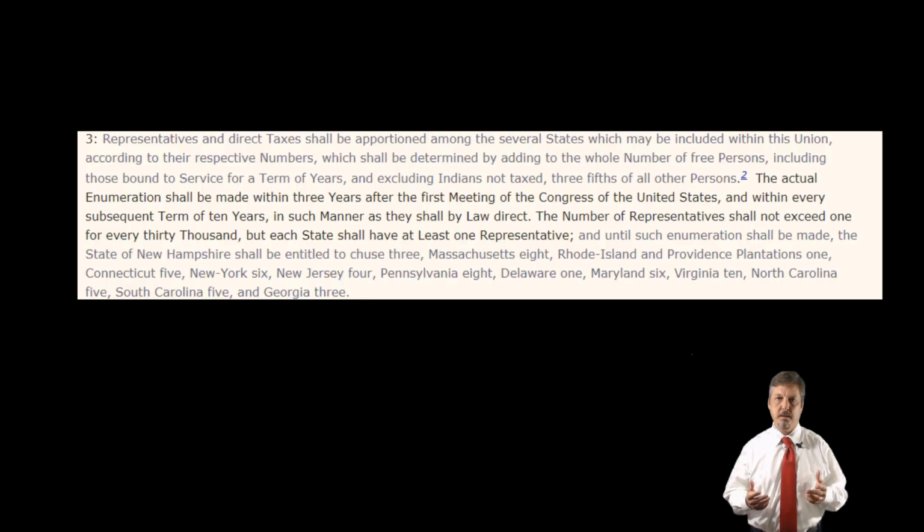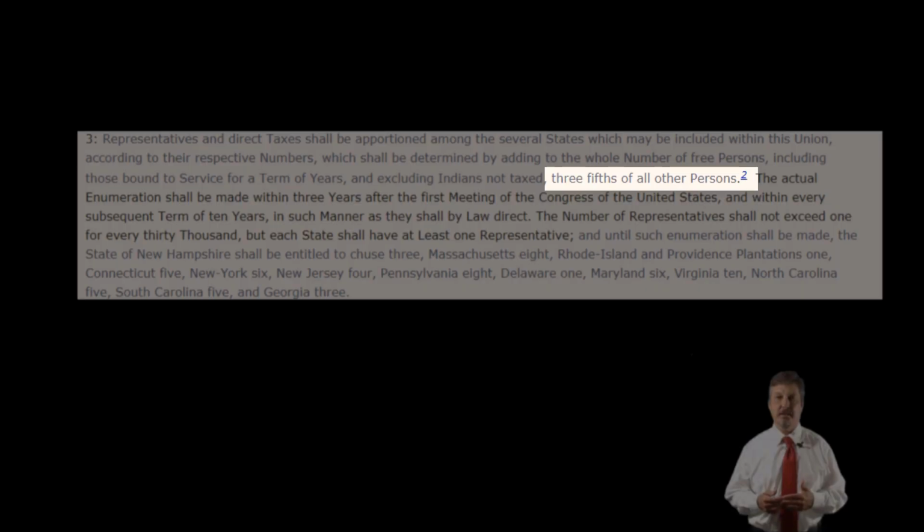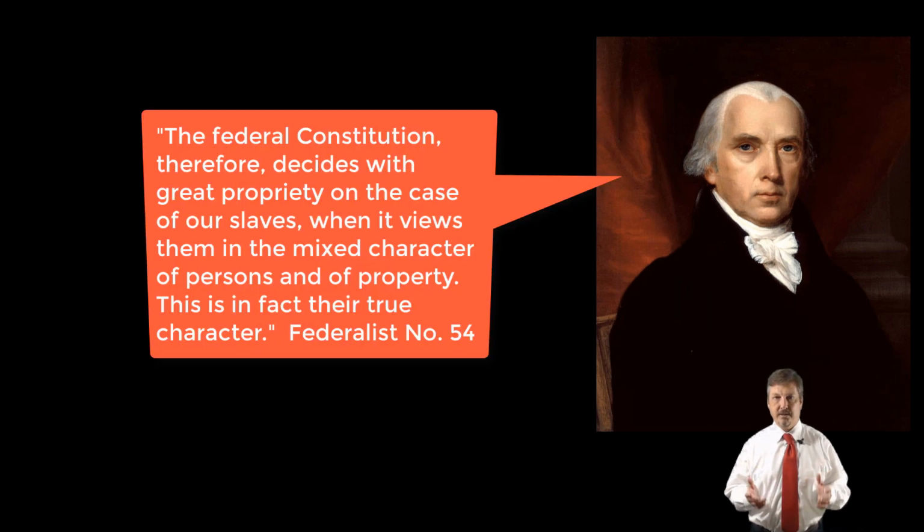The 3/5 clause in Article 1, Section 2, Clause 3 was a compromise on how slaves were counted. It gave Southern states disproportionate representation in relation to their potential tax obligations. Defending this clause against critics who thought it would give Southern states too much power, James Madison said in Federalist Paper No. 54 that the federal Constitution decides with great propriety on the case of our slaves when it views them in the mixed character of persons and of property. This, in fact, is their true character.